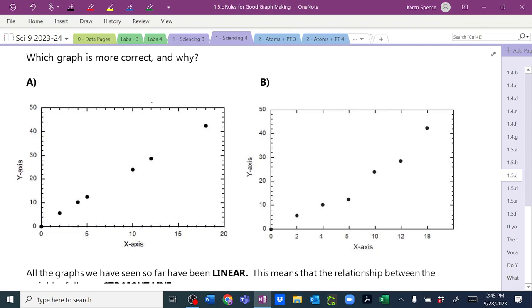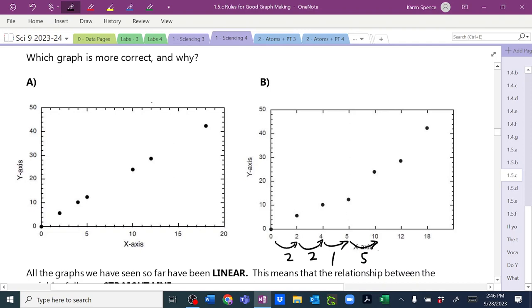What do we like? A, why? What's wrong with B? Yes. Yeah, the numbers are uneven. We're going 2, 2, uh-oh, 1, 5.